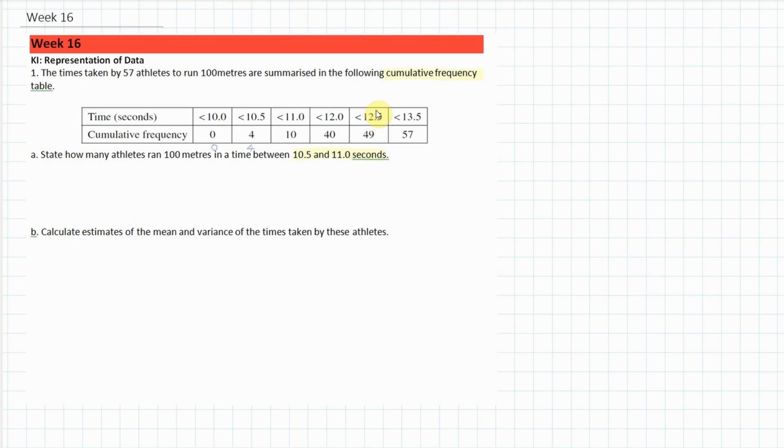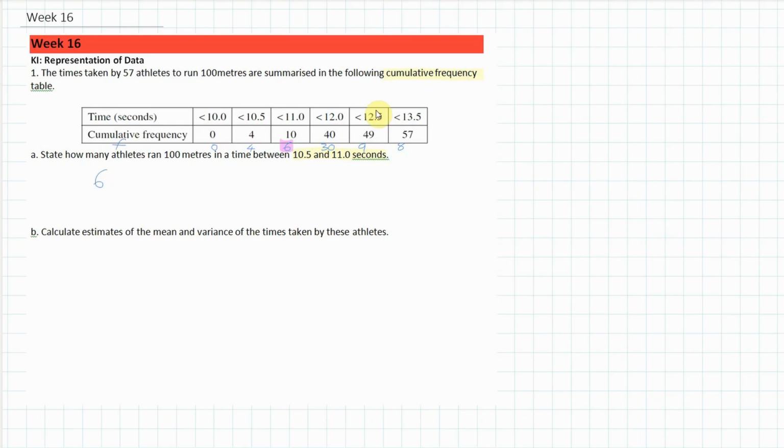these to frequency, so I'm just going to add a frequency column underneath here, so you can see that this one will be 6, and then from 10 to 40 is 30, and then from 40 to 49 is 9, and then from 49 to 57 is 8. So there's all of our frequencies in there, and that means that the one that we're looking at is between 10.5 and 11, so that's this category here, which is 6. So the answer would be 6.